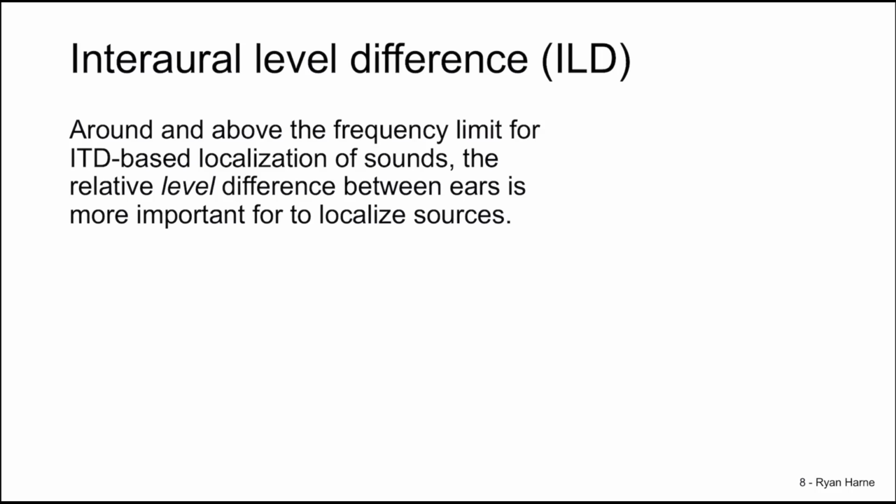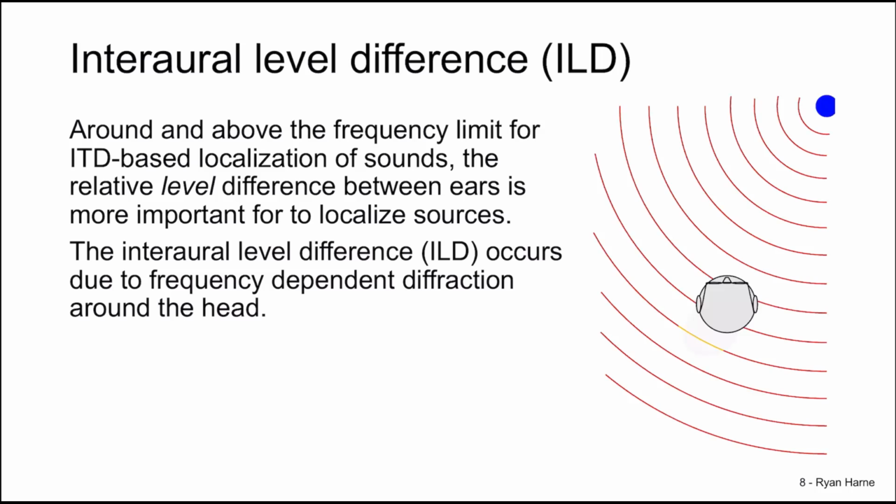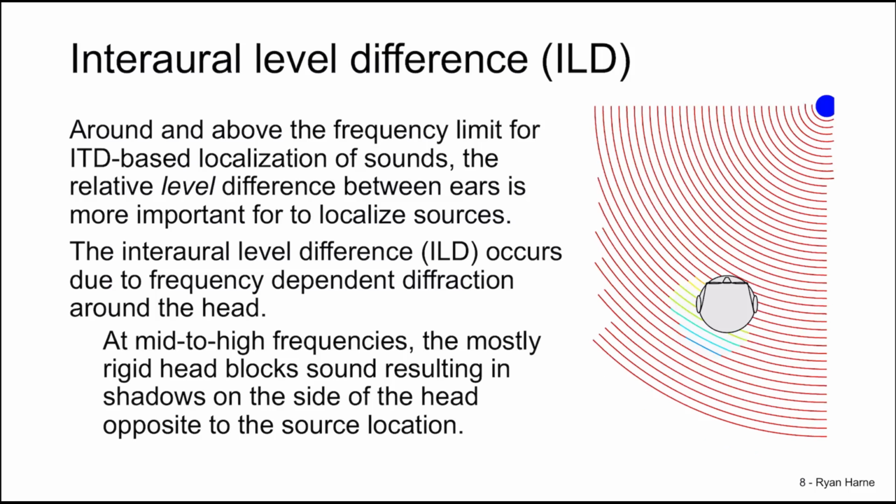The interaural level difference, the ILD, is what we use at higher frequencies than what ITD-based localization provides. The interaural level difference occurs due to diffraction around the head, not due to additional distance traveled. We see here at low frequencies, little diffraction occurs, so the left ear largely hears the same level that the right ear does. But at higher frequencies, there's much more significant diffraction and blocking of sound around the head. This leads to shadows and very large level differences that we use to localize sounds with mid to higher frequencies.